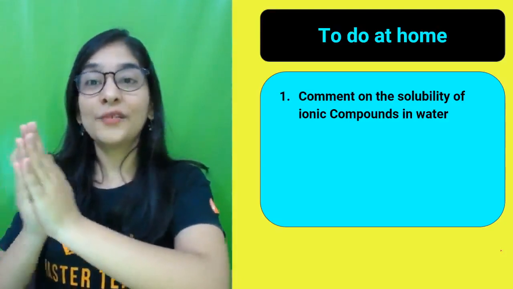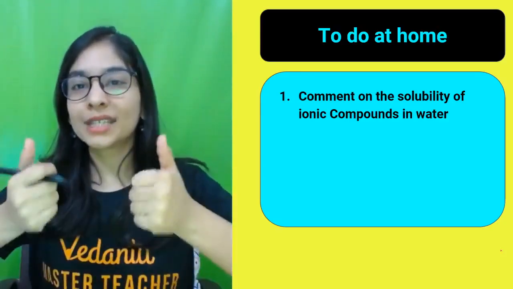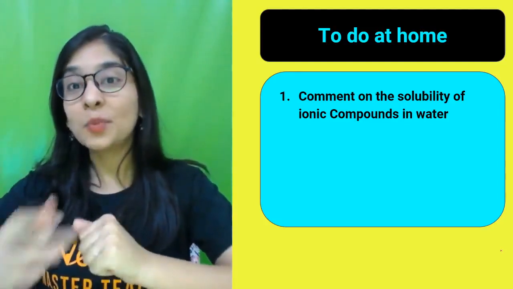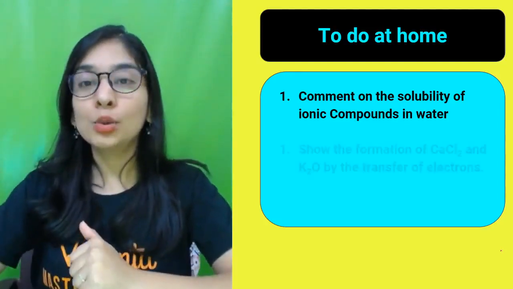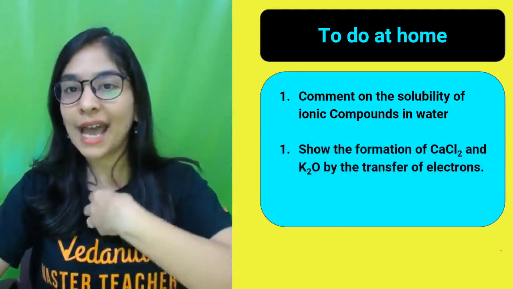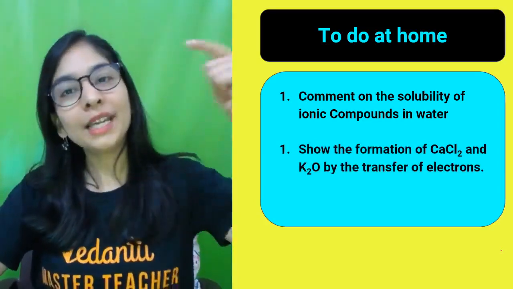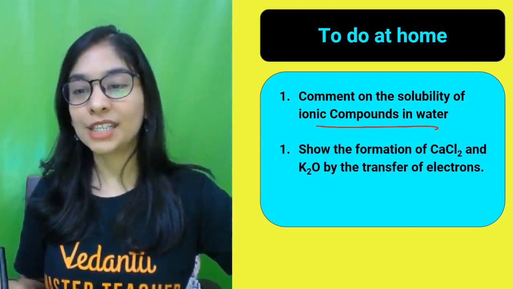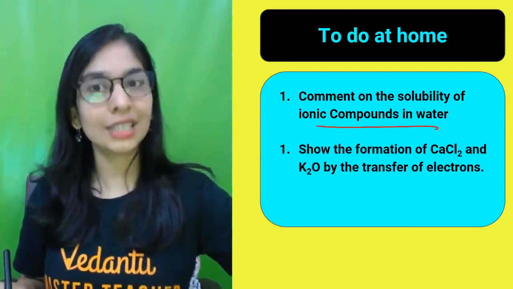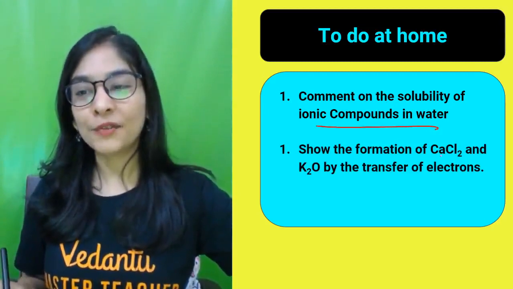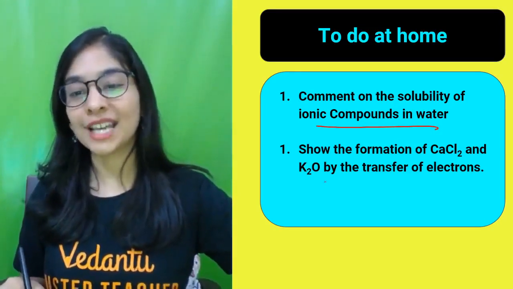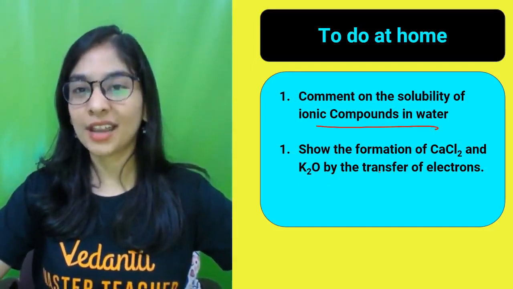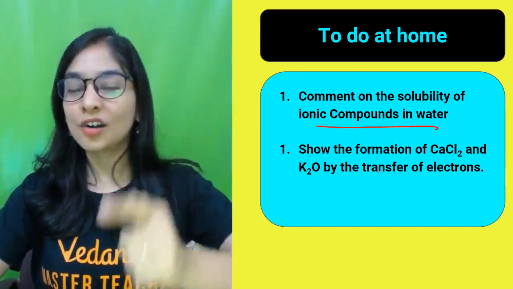So all the 4 sessions, I really want all of you to see them properly because I've explained whatever is going to come. What I expect from all of you is that you will complete your homework so that I can make sure you get the topic. Please do let me know all your answers in the comment section. Comment on the solubility of ionic compounds in water. Important question. Show the formation of calcium chloride and K2O, potassium oxide, by the transfer of electrons. Such an easy question. So do let me know your responses in the comment section.